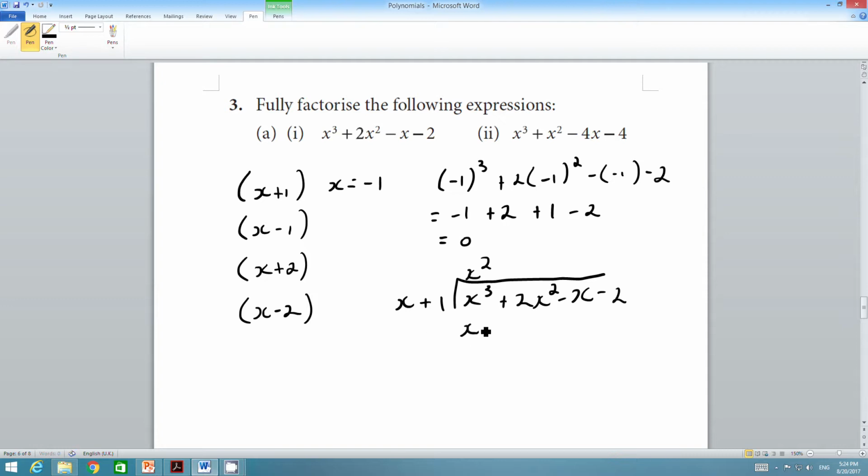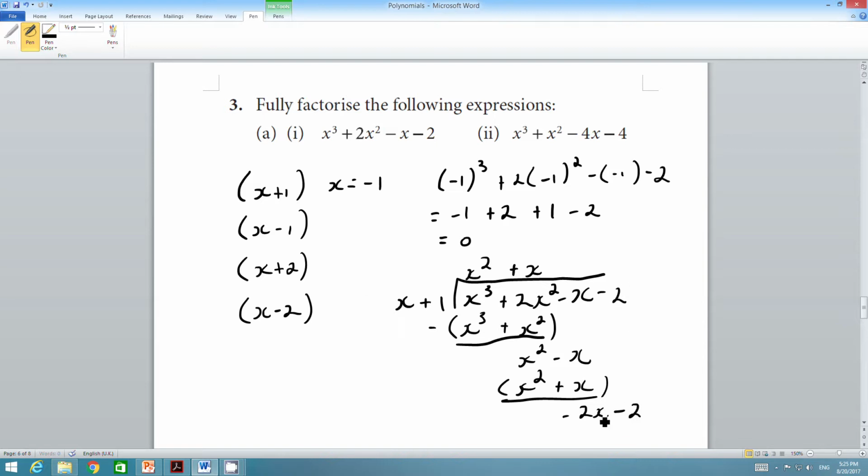So x times x squared becomes x cubed, plus 1 times x squared becomes plus x squared. I'm going to deduct this, and I'm going to get 0. 2x squared minus x squared becomes x squared. I'm going to bring down the next term, in this case negative 1. What do I have to do with x to become x squared? Positive x. So x times x becomes x squared, plus 1 times x becomes positive x. If I deduct this, x squared minus x squared becomes 0. Negative x minus x becomes negative 2x. And I'm going to bring down my last term, in this case negative 2.